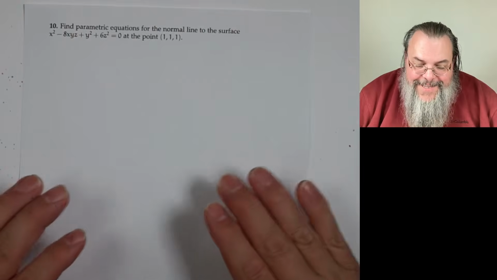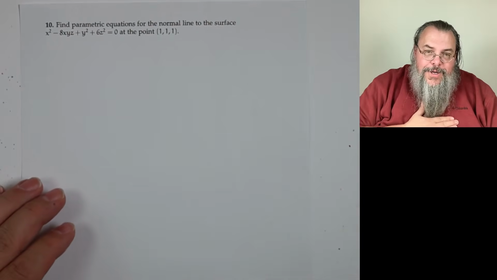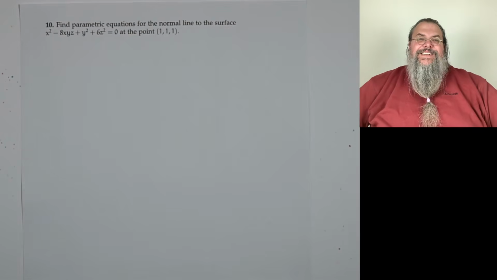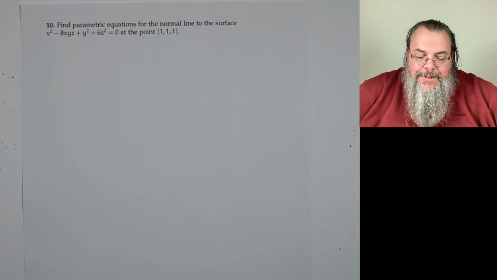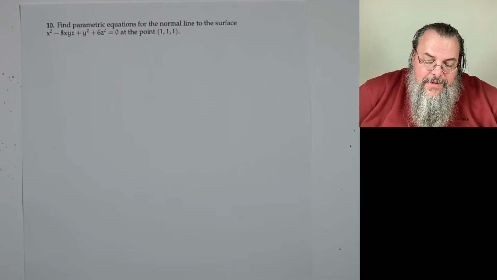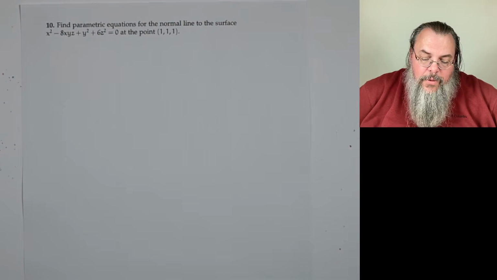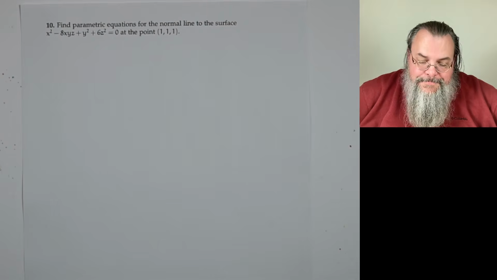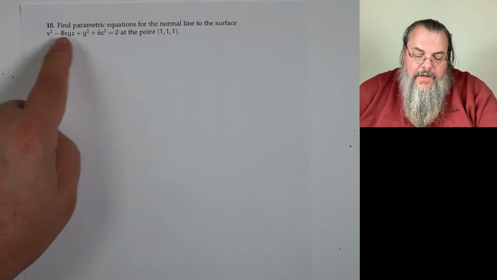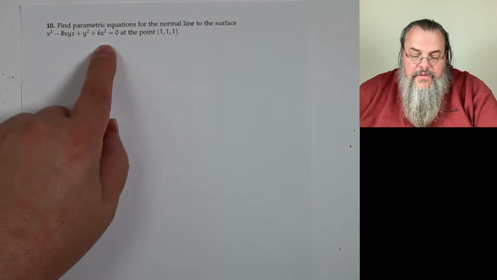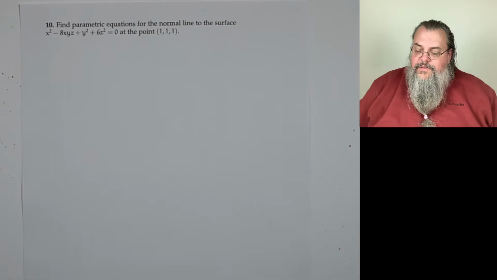Oh, our last problem, which is good because we're almost out of time. Number 10, find parametric equations for the normal line to the surface x squared minus 8xyz plus y squared plus 6z squared equals 0 at the point 1, 1, 1. If you plug in 1, 1, 1, you'll get 1 minus 8 plus 1 plus 6, which is 0. So 1, 1, 1 is on the surface.